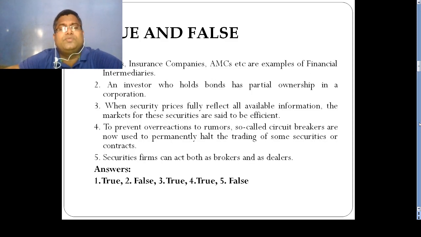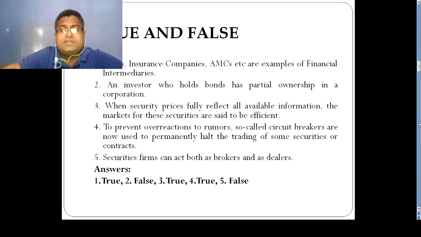Next one is true or false. There are five questions. Banks, insurance companies and AMC, meaning asset management companies, are examples of financial intermediaries. Yes, these are financial intermediaries, because they bridge the gap between the two parties. I have already stated that an intermediary may be an individual, an institution, a commercial bank, or any insurance company.